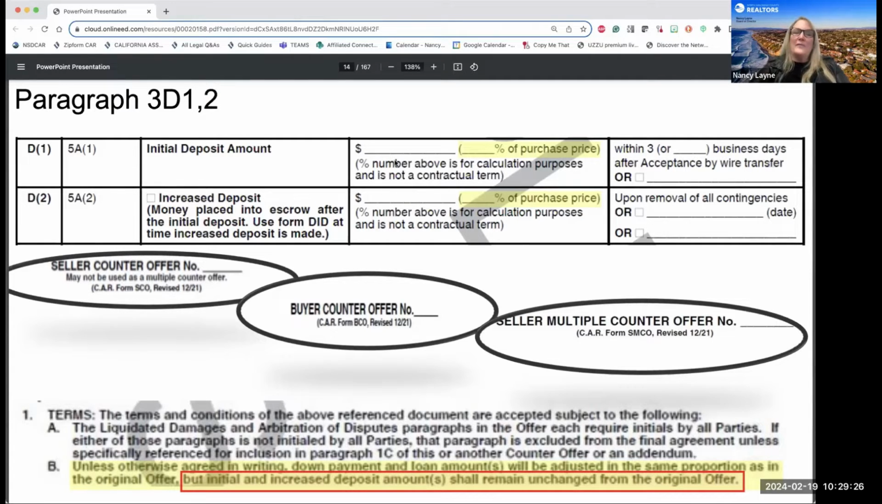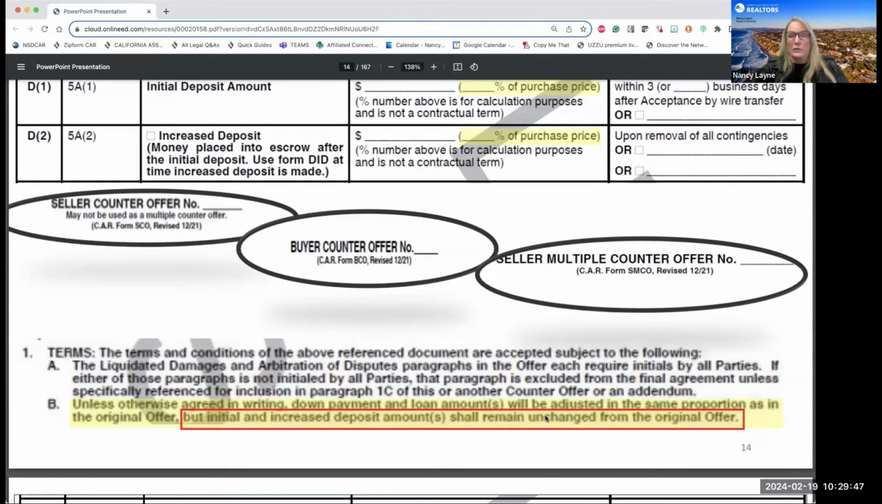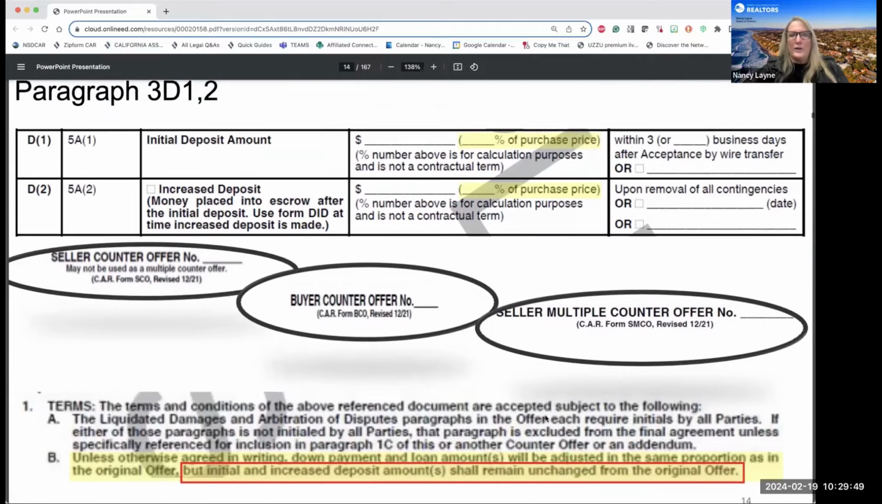So if you want that price to be increased, you would need to counter that as a seller's agent to make sure that that number is the number that they want. Or you can write in at some point whatever that amount is that you want them to increase that deposit to. The increased deposit and the initial deposit are unchanged from the original offer.